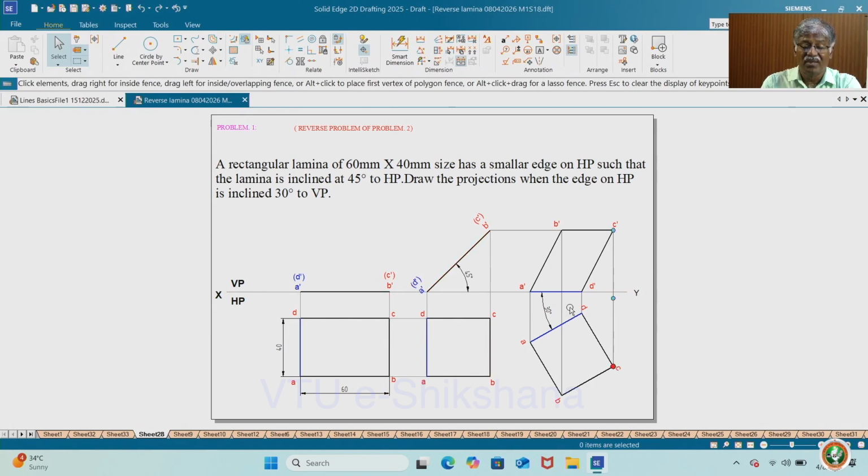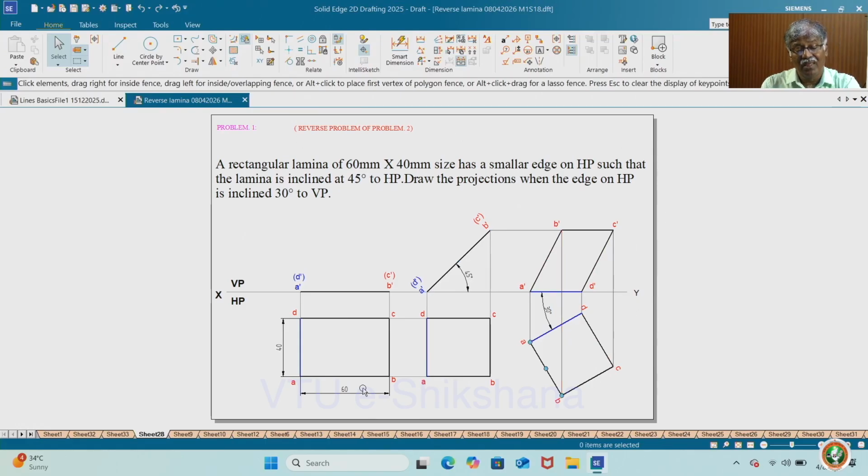Next comes the edge on HP, that is AD, only AD, not any other line, is inclined at 30 degrees. No doubt BC is also parallel to AB, AD, but you must dimension this. Even if you take this, you must dimension this and preferably you keep it towards the XY line. Then project it, get the things. So, this is a particular problem on rectangular lamina.